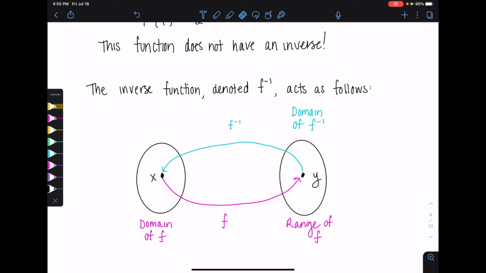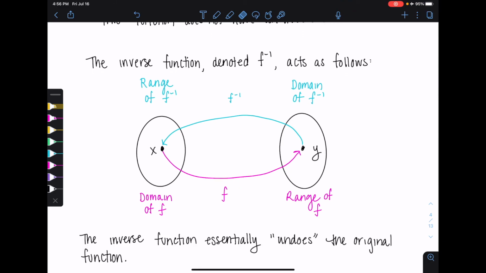So what set was the range of our function becomes the domain for our inverse. And vice versa, what was the domain of the function is the range of the inverse. So ultimately, this inverse function undoes the original. Because if I input x, I get this y. If I put that y back into the inverse, I land right back where I started here, okay?